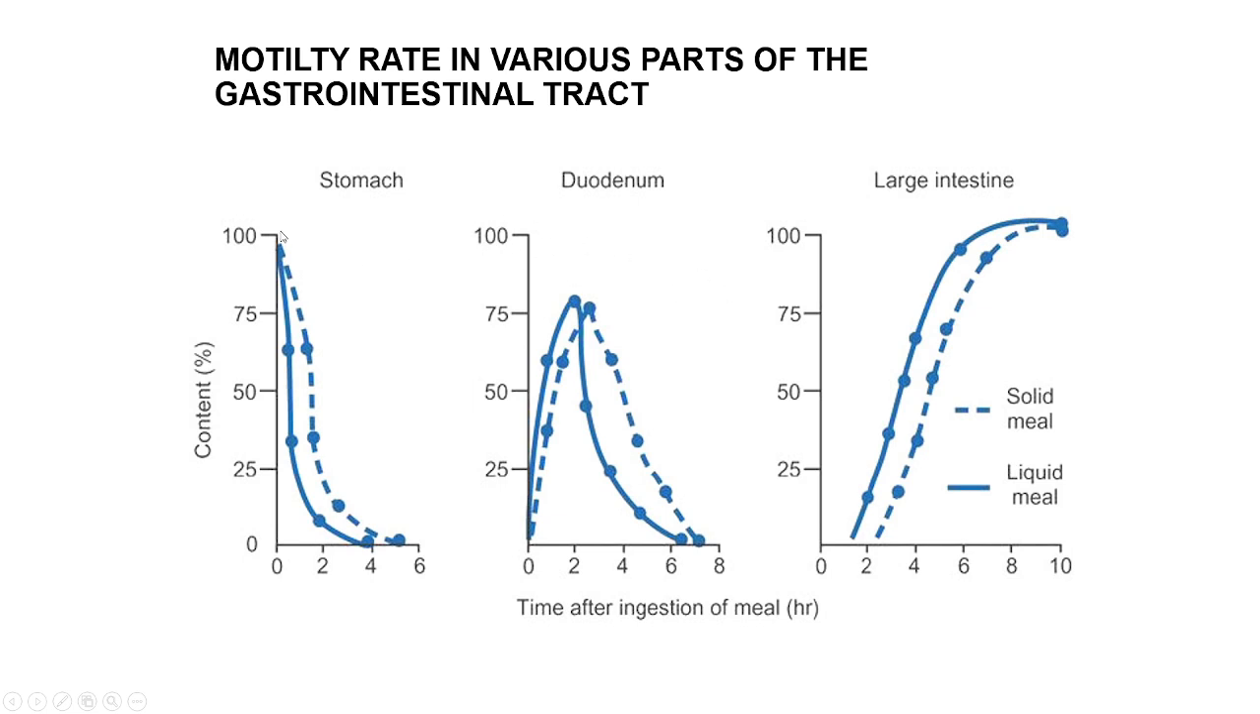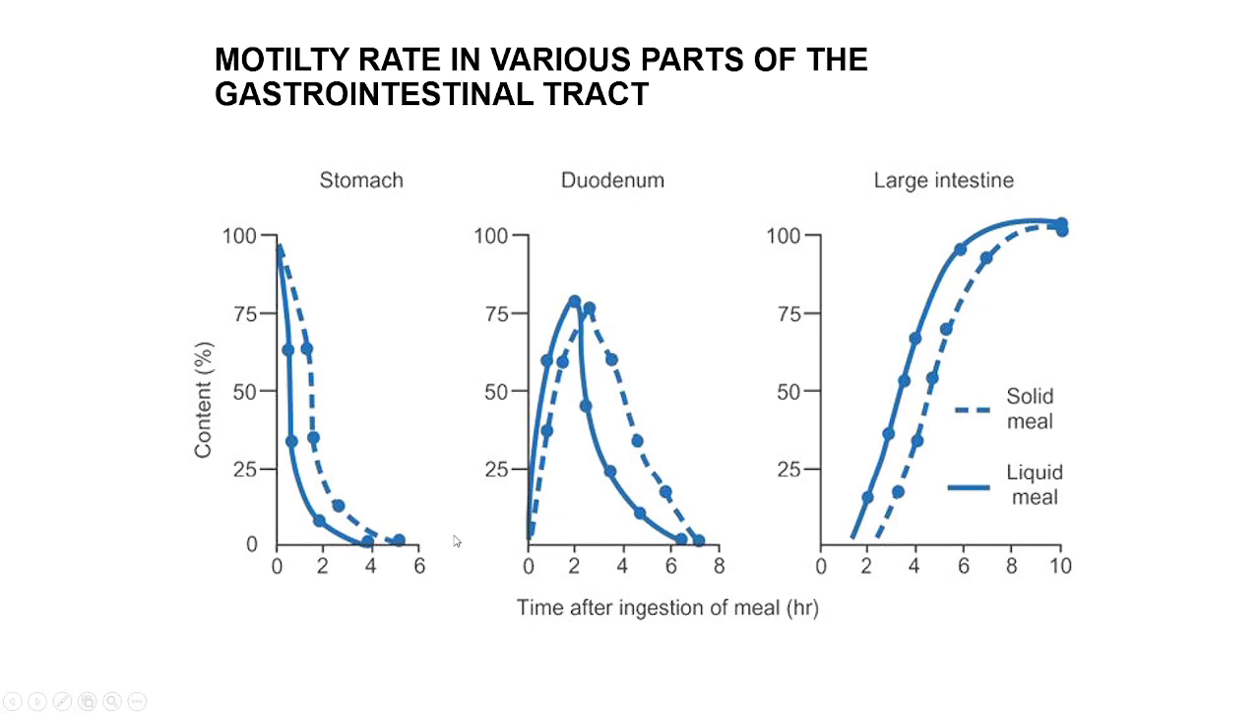Compared to small and large intestines, stomach has the fastest evacuation rate. So the solids, which is dashed line, stay in the stomach for maximum 6 hours, while if we look at the time during which solids stay in the duodenum, for example, it's 7 hours. In the intestines, up to 10 hours. Liquids are evacuated from all parts of gastrointestinal tract at a faster rate than solids.